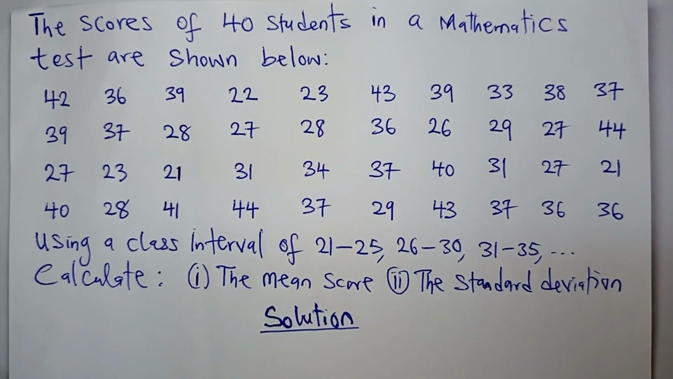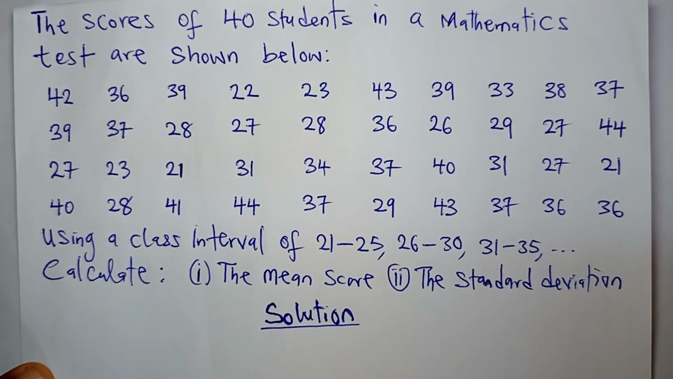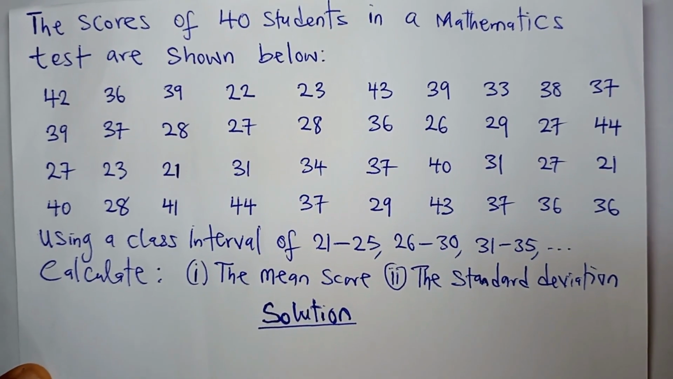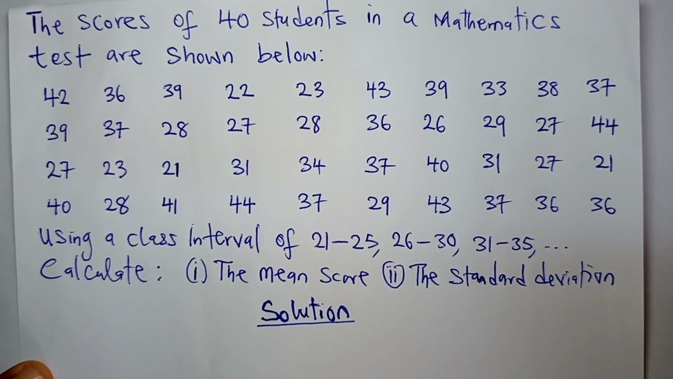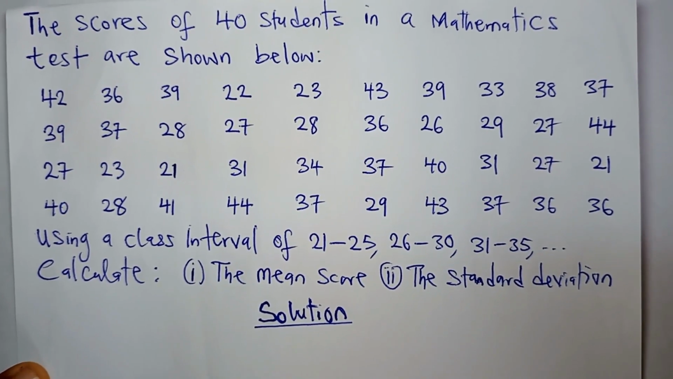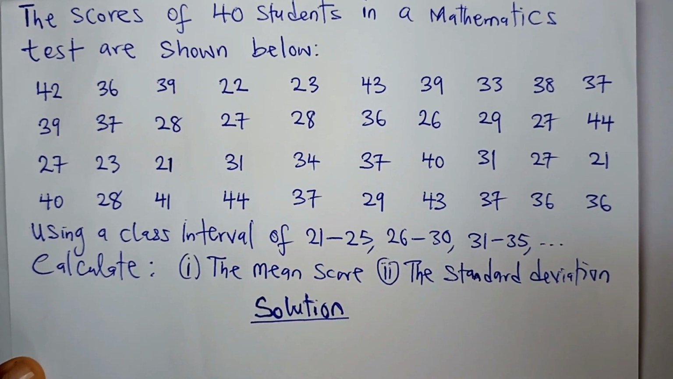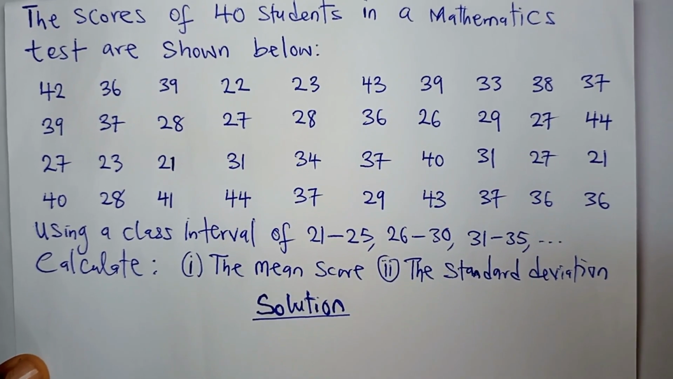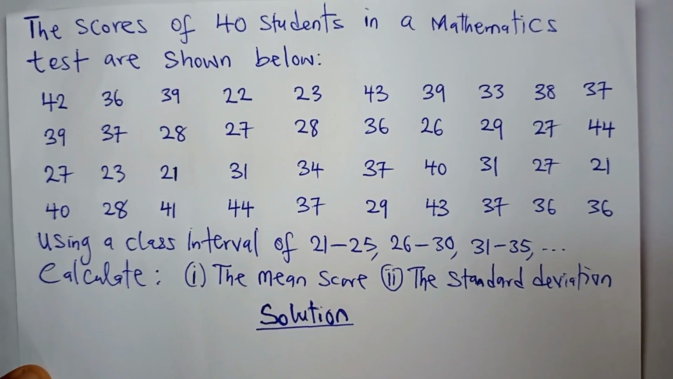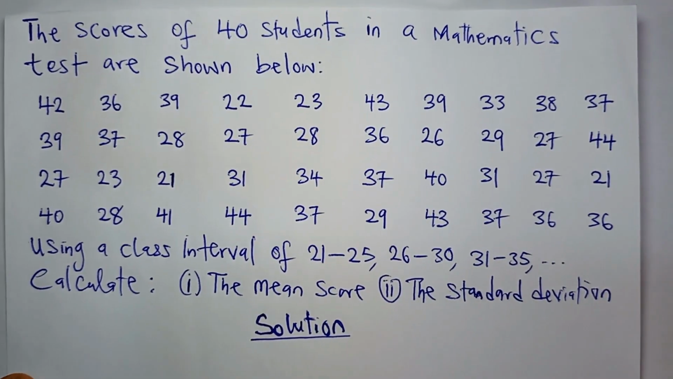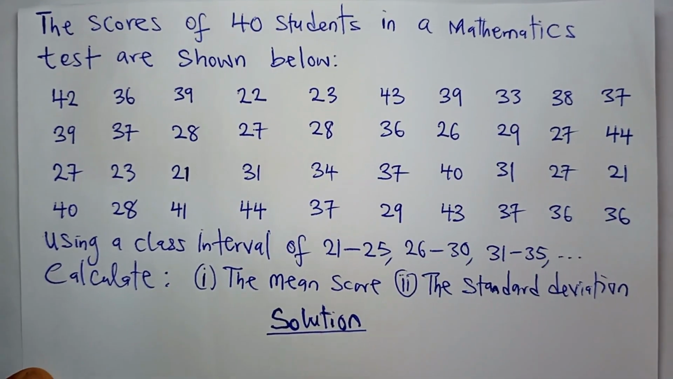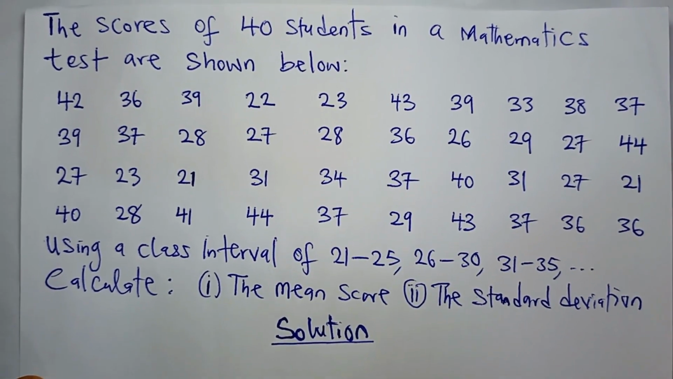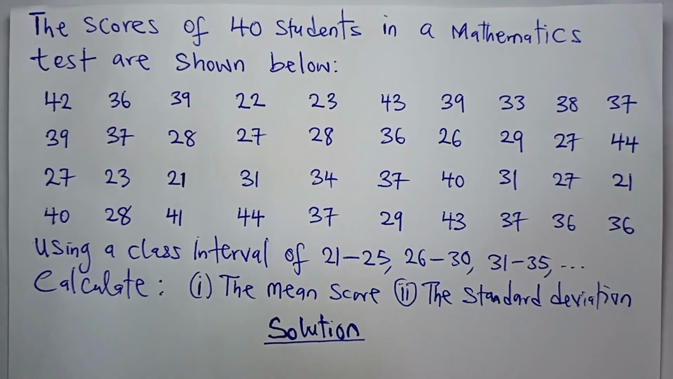The very first thing we are going to do is state the formula for the mean and the standard deviation. The reason is because it is the formula that will determine the shape of the table we are going to form. So you don't just come and start drawing lines. You need to state the formula first, then the formula determines how the table will look. So let's start.